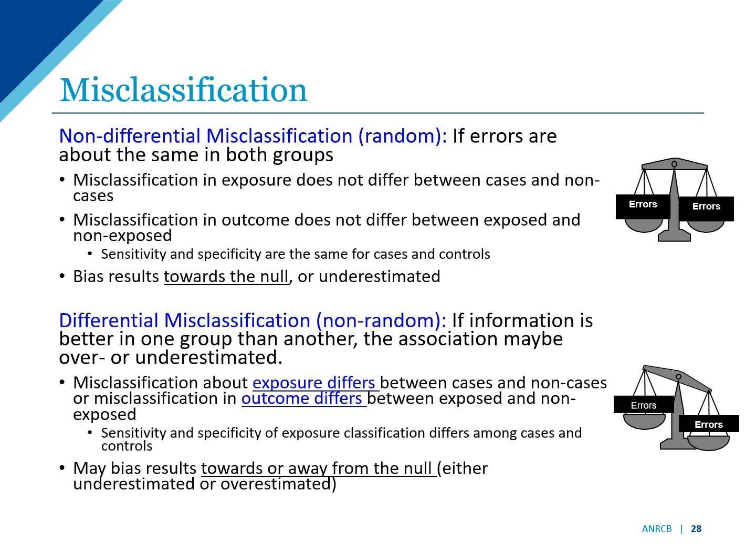In differential misclassification, the information is better in one group than another, or more accurate, and this could either over or underestimate your association. When misclassification about exposure differs between cases and non-cases, or outcome differs between exposed and non-exposed, that is when we have differential misclassification, and this may bias results towards or away from the null, either over or underestimating it. And this can happen when sensitivity and specificity of your exposure test differ among cases and controls.